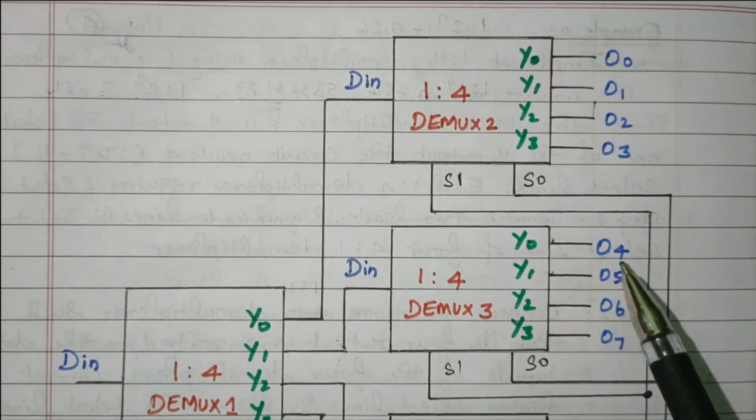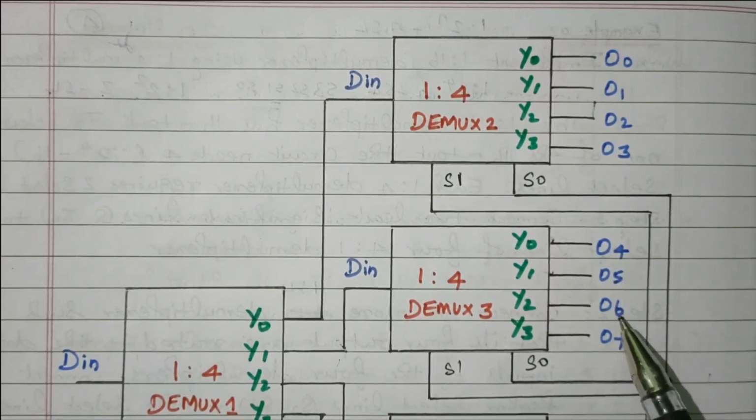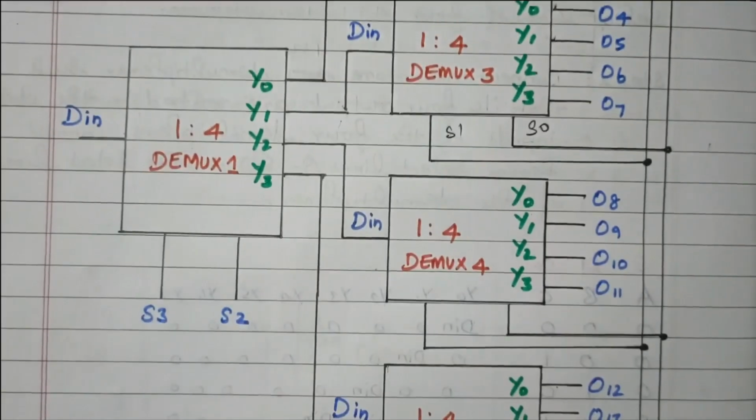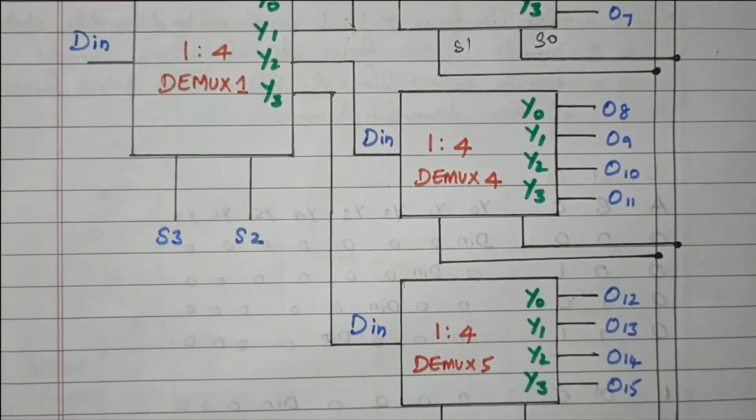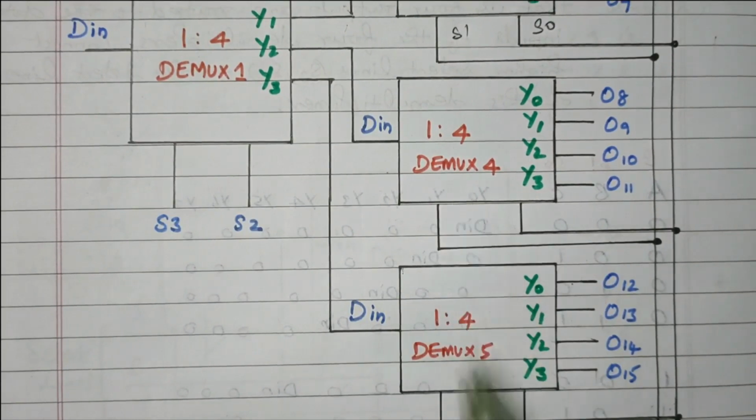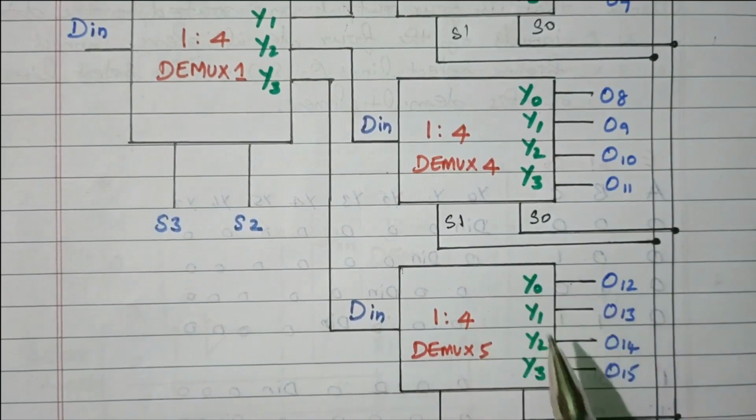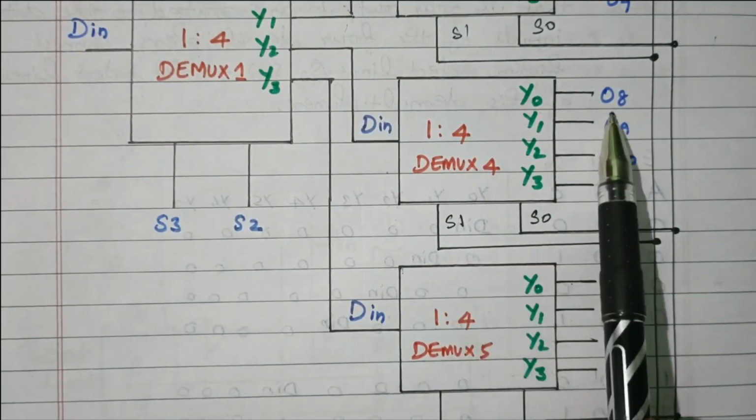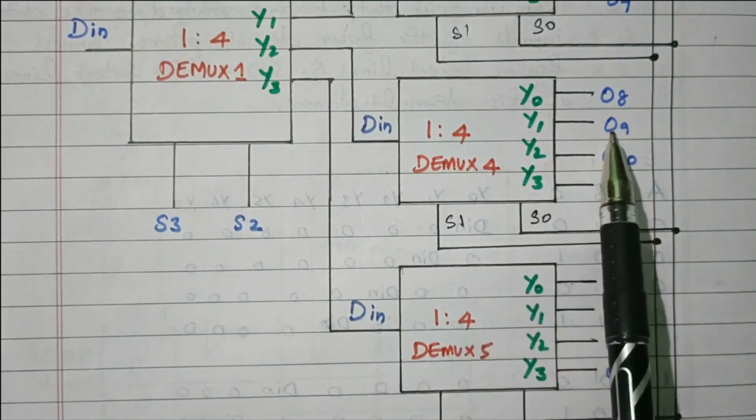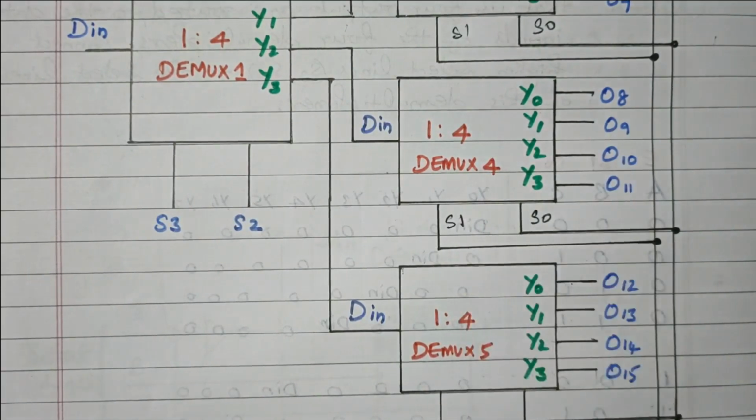0 0 means D4, 0 1 means D5, 1 0 means D6, 1 1 means D7, again based on the selection line. Then the selection line S3 and S2, 1 0 means dmux 4 will be enabled. Again here it is connected with the selection lines S0 and S1. It is 0 0 means D8, 0 1 means D9, 1 0 means D10, 1 1 means D11, right?